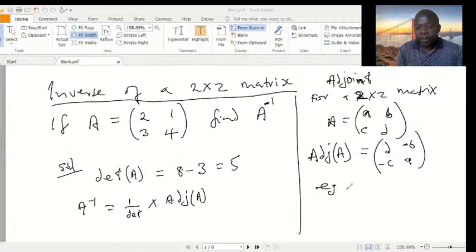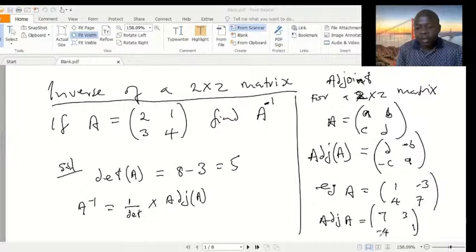E.g., if A is 1, -3, 4, 7, then the adjoint of A shall be, just interchange this, 7, 1, and then interchange the sign here. The sign here is positive, make it negative, and the sign here is negative, make it positive. So that is the adjoint of A.